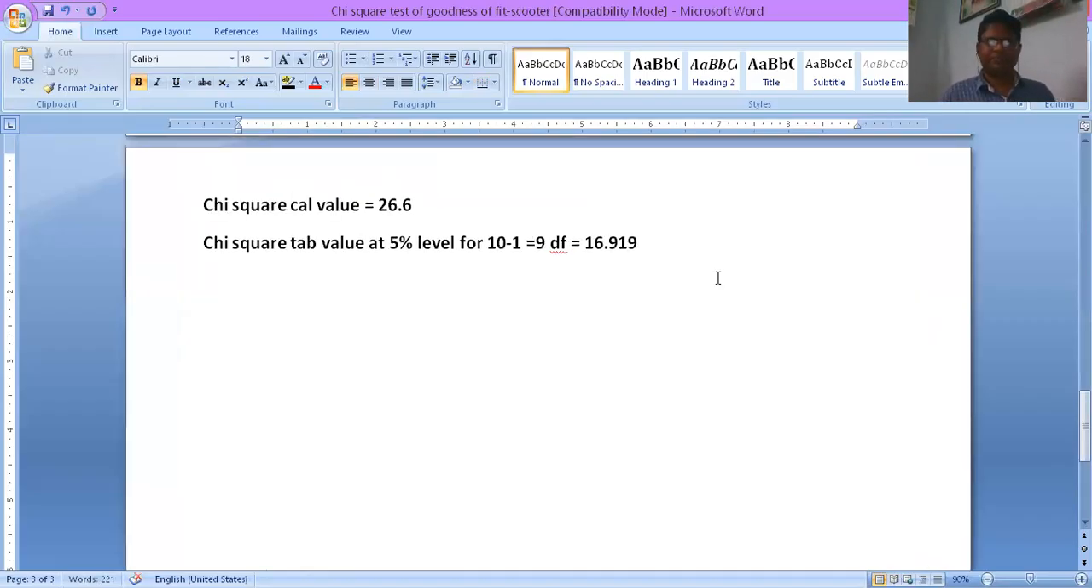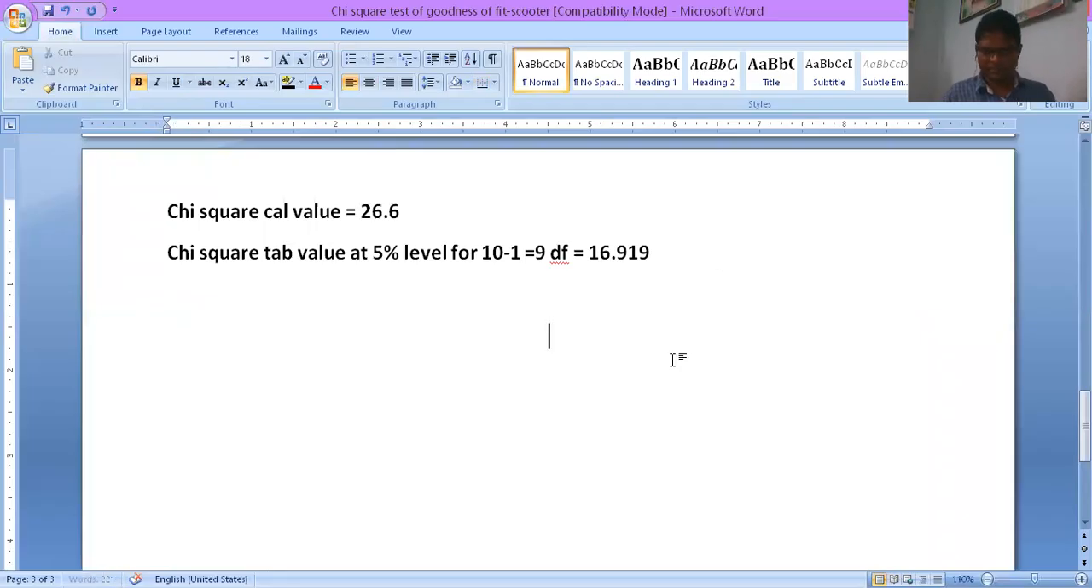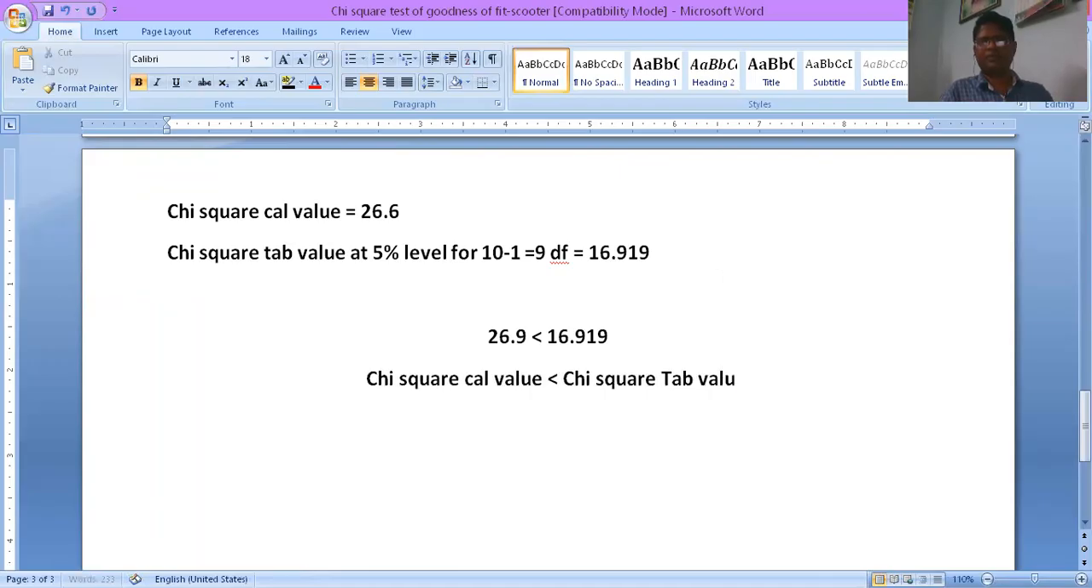Just make a comparison. 26.9 is less than 16.919. So chi-square calculated value is less than chi-square tabulated value. Sorry, 26.9 is above 16.919. Okay, it is greater than 16.919. 26.9 is above 16.919.